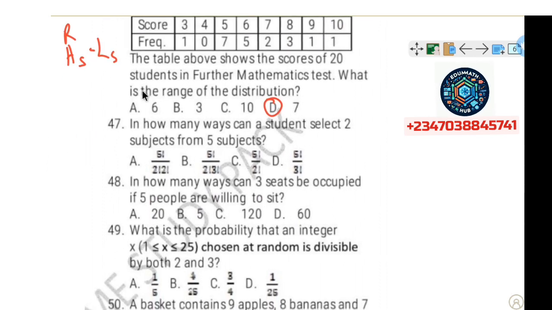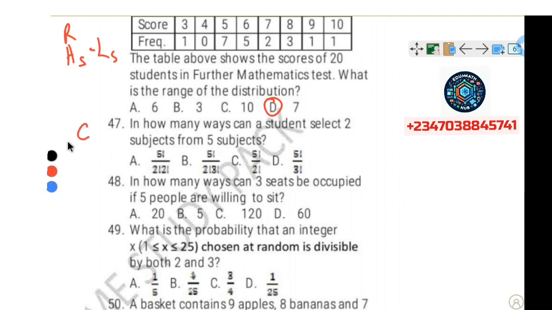For the next one, in how many ways can a student select two subjects from 5 subjects? So this is selection. You have 5 subjects and the student wants to select 2 from the subjects. So the student can pick any 2. This is a case of combination.